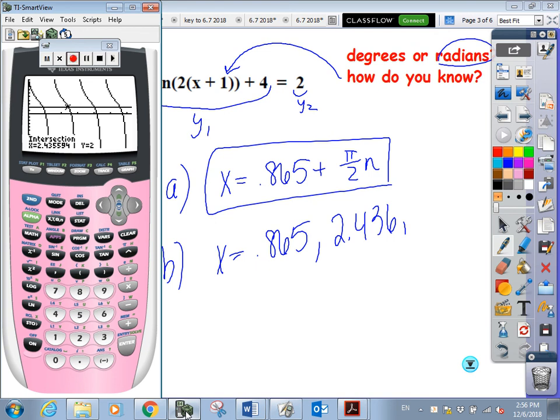Yep. If you add the period to the answer that you got and you get the next one, that's how you know not to put it. You don't want to repeat any. And tangent and cotangent are going to do that.